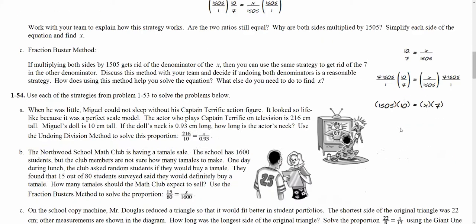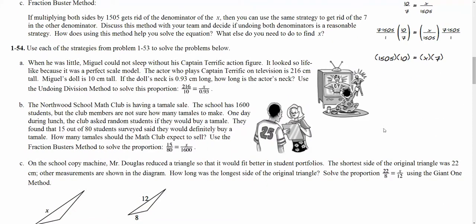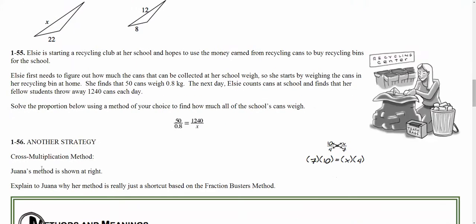Okay? The method I like to use is a shortcut version of this. It's actually shown at the bottom here. It's called cross multiplication. I call this making your butterflies because the 10 and the 7 go together, the x and the 4 go together. Okay? Same concept as Fraction Busters, same concept as Giant 1. It's just different devices to remember what you're doing.